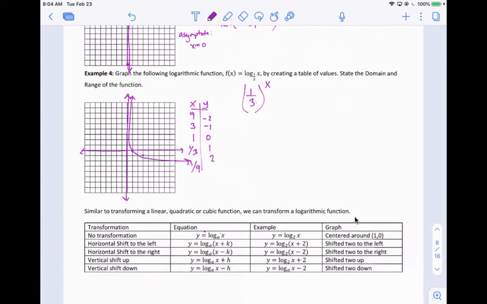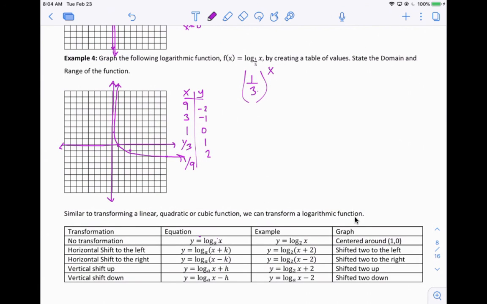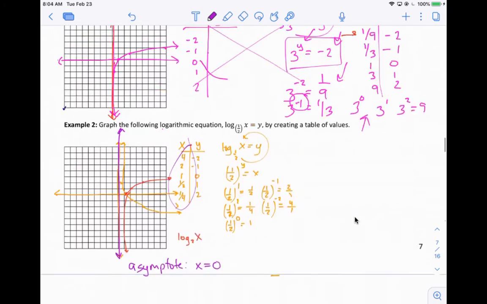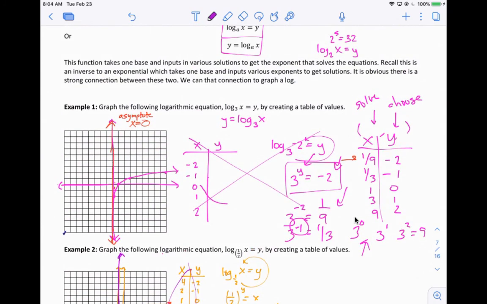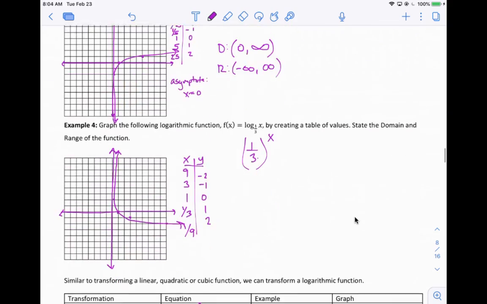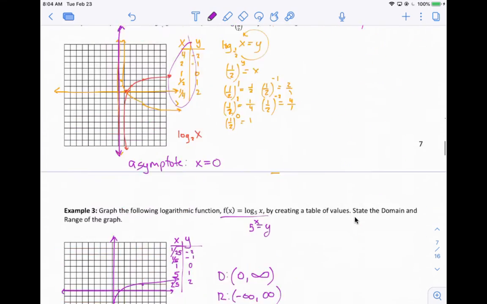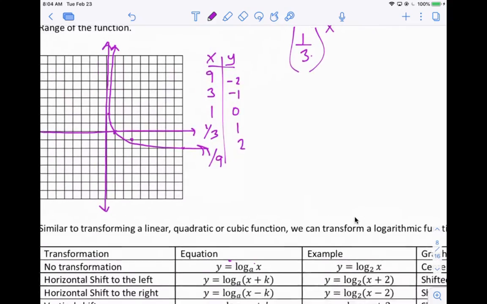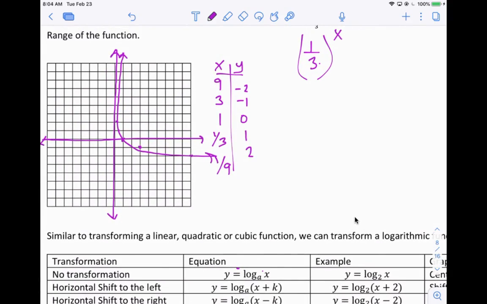Okay, and just to illustrate that point once again, take a look at example 4, which is a base of 1/3, and the very first one we did today, a base of 3. They are a reflection of each other over the y-axis. So we get that kind of cool relationship between the two. But did the asymptote change? No, it did not. We have still x equals 0.